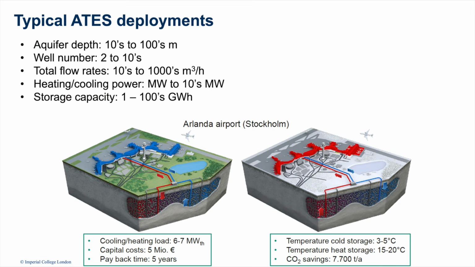And there are operating systems around the world, okay? So kind of typical deployments of ATES would be aquifer depths around tens to hundreds of meters. You have to have at least 2 wells, a warm one and a cool one. But these are often scaled up to have lots of warm wells and lots of cool wells, so they can supply really big heating and cooling capacities. Flow rates of orders cubic meters an hour to thousands of cubic meters an hour, and they can power really big systems going up to tens of megawatts of heating and cooling. So a classical example is Arlanda Airport in Stockholm, which is heated and cooled by one of these big scale ATES systems.